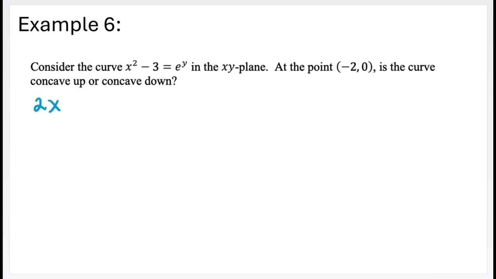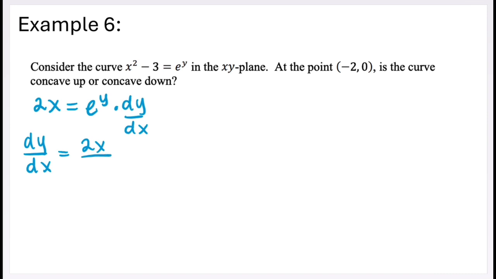So I'm going to go ahead and find the first derivative. So I'll have 2x. The 3 is going to go away, and then I'm going to have e to the y times dy over dx, which means dy over dx is going to equal 2x over e to the y. Now I'm going to find the second derivative. I think I'm going to rewrite this first. So I'm going to change this to 2x times e to the -y.